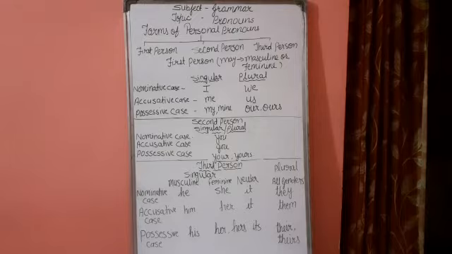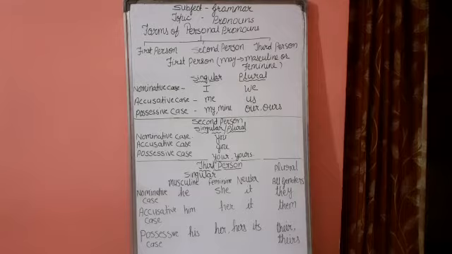First, we will see the nominative case. In the nominative case, the first person singular is I. So the pronoun I is used, and the plural is we. For the accusative case, it is me, and the plural is us. For the possessive case, it is my, mine, and the plural is our, ours.